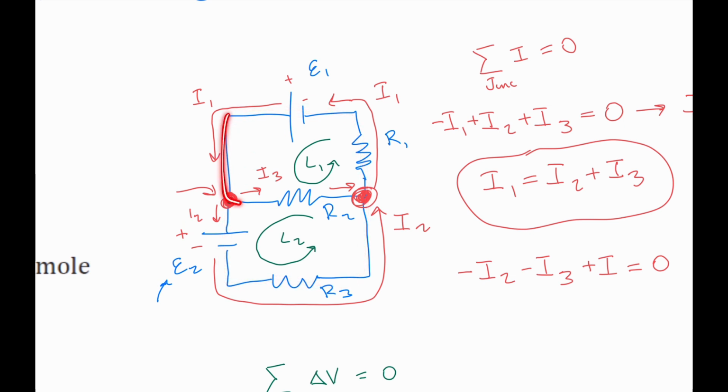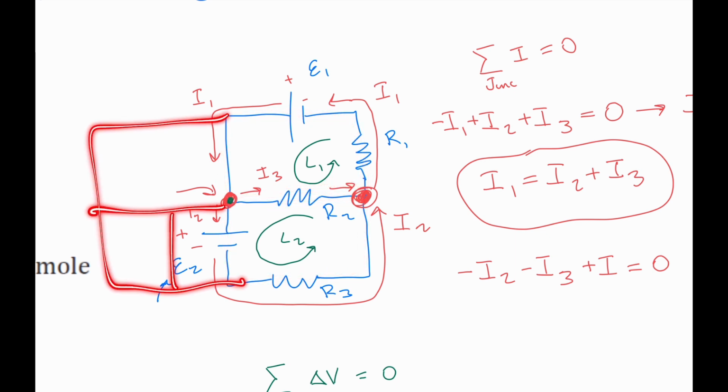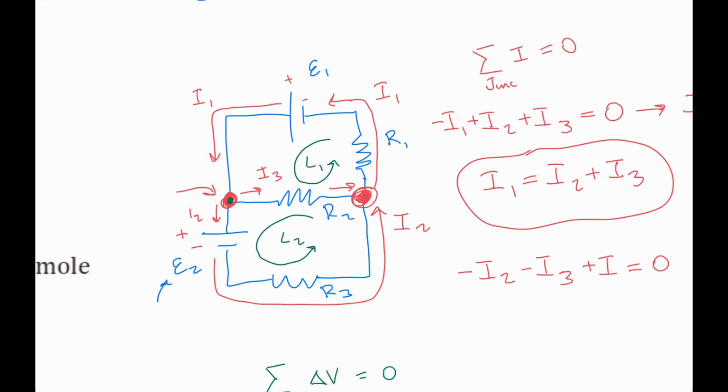So technically, I can only choose 3 closed loops. This one, or this one. In a bigger circuit, if the circuit continued here with a lot of other branches like this, then you have many loops to go through. But in this case, you just have these 3, 1, 2, and 3.